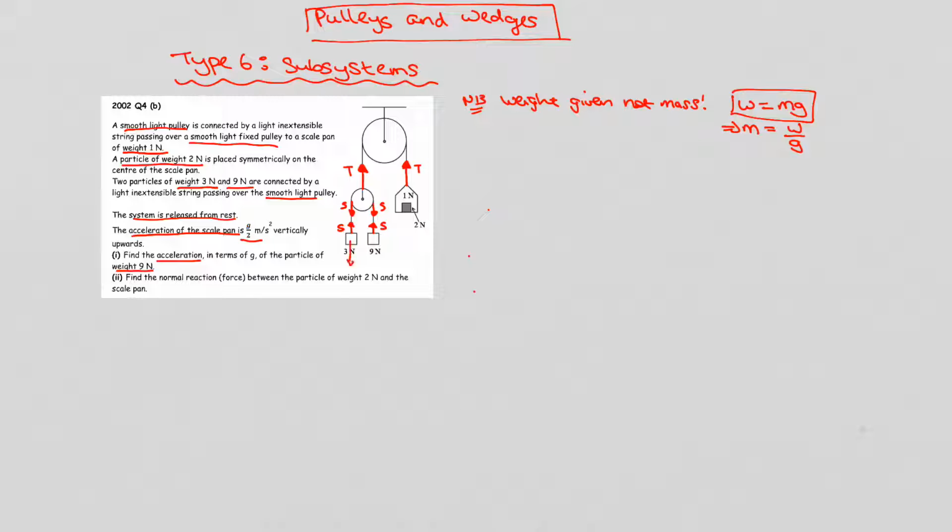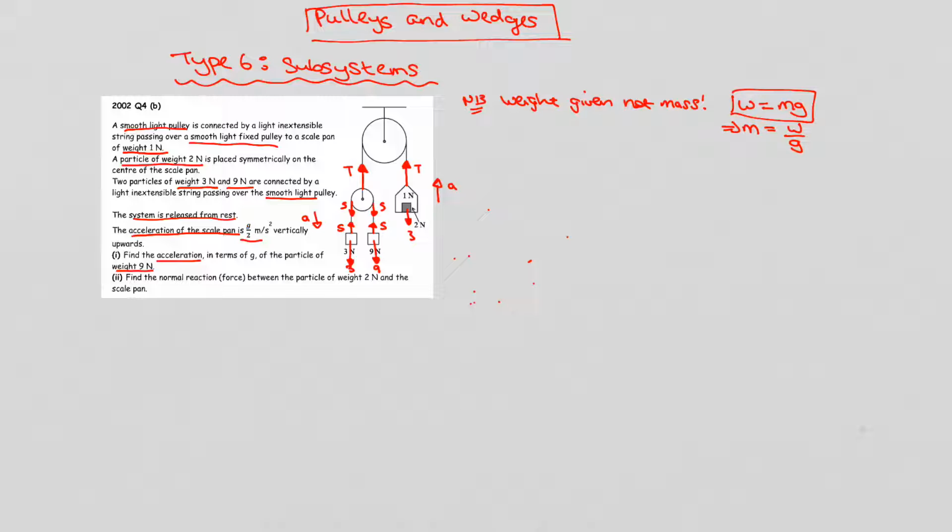We're going to have weight. Be careful here: it's 3 newtons and 9 newtons. We're not going to be putting in 3g here because we're given the weight, not the mass. And the same here for this one: we have a scale pan of 1 newton and a mass of 2 newtons sitting on it, so in total the weight acting down is going to be 3. If we're looking at that system, clearly the left-hand side is heavier, so this is going to accelerate down.